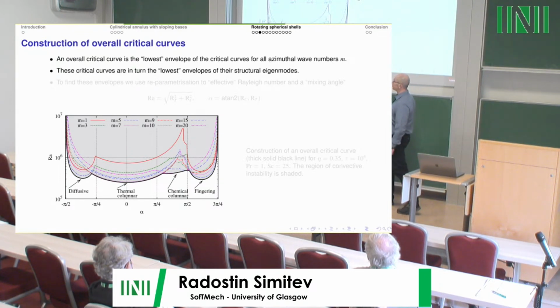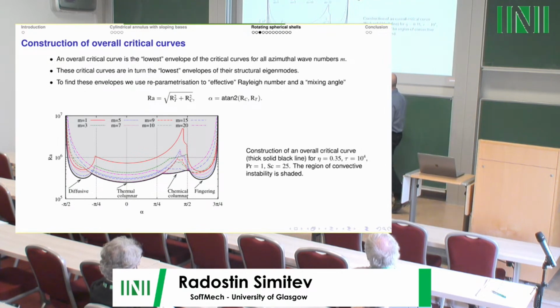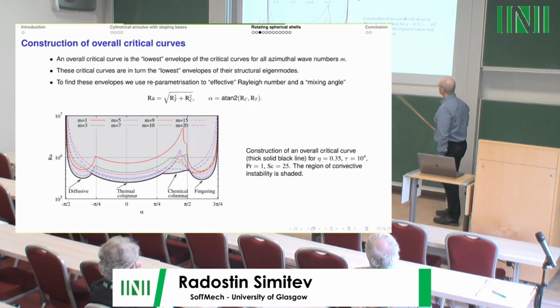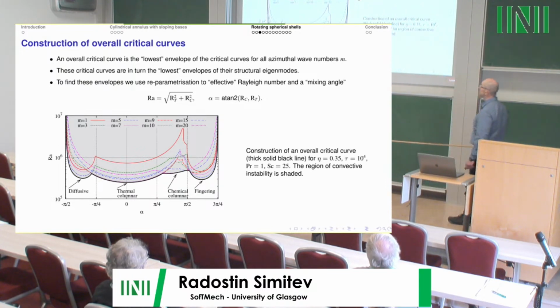So this is how they look. But we'll remember that they were triple valued in the linear analysis in the annulus. So what we have done is to reparameterize our Rayleigh numbers into an effective Rayleigh number, which is the square root of the sum of squares of the thermal and the compositional Rayleigh number, and a corresponding mixing angle. And so this transformation is very similar to the transformation that we'll do between Cartesian and polar coordinates.